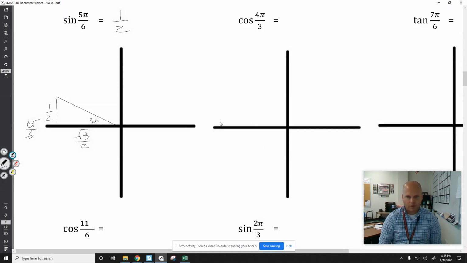4 pi over 3, well, I know where 3 pi over 3 is. Add a pi over 3. That goes down here. Pi over 3 is always a 60-degree angle. So there I am. So tall, short side, long side. I'm going to the left from the origin. I'm going down. That's why I write that as negative a half and negative root 3 over 2. Cosine, adjacent, x distance, negative a half.